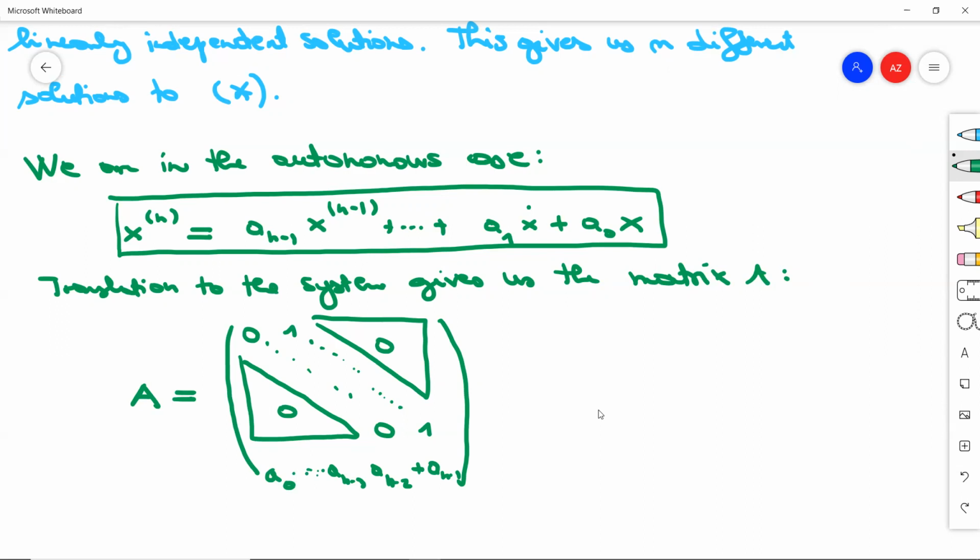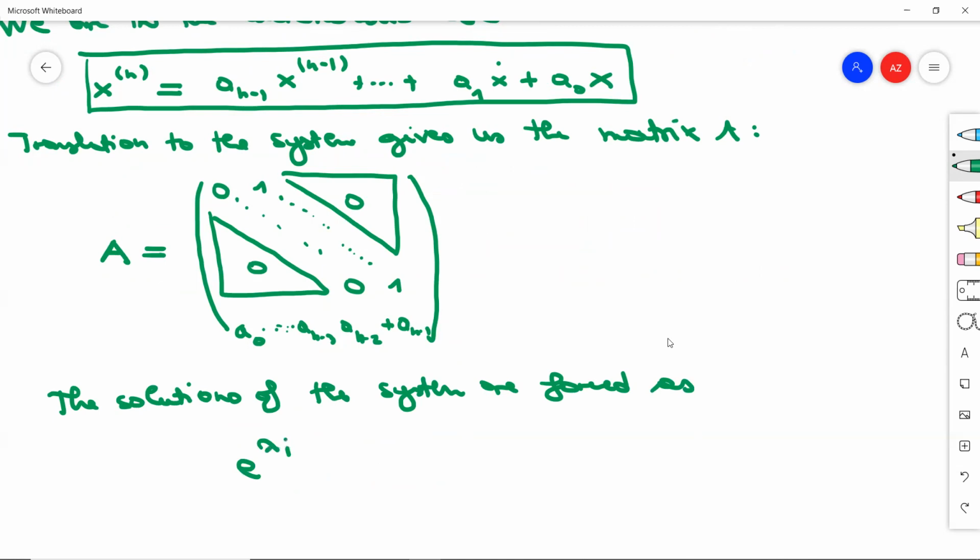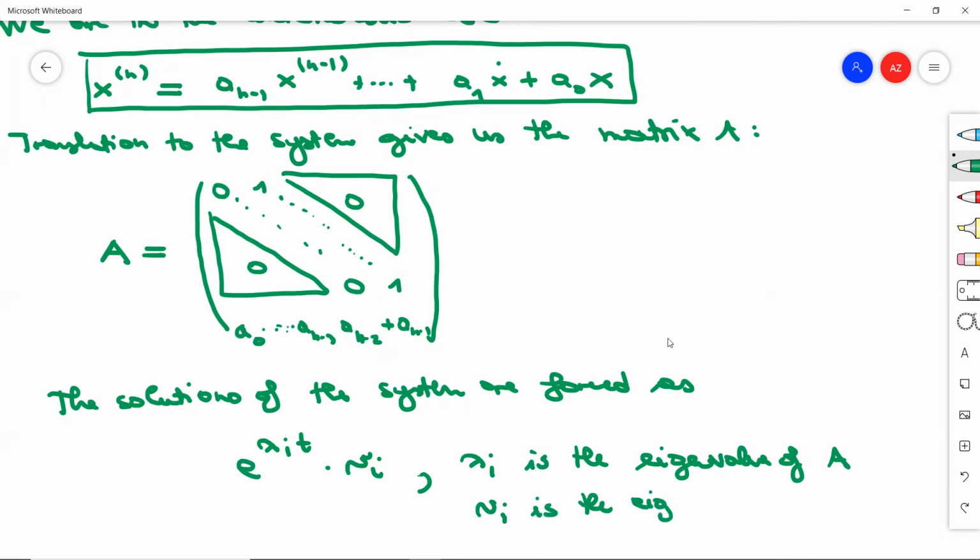And when we are solving the system, the solutions of the system are formed as e to the lambda i t times vi, where lambda i is an eigenvalue of A, and vi is the eigenvector of A.